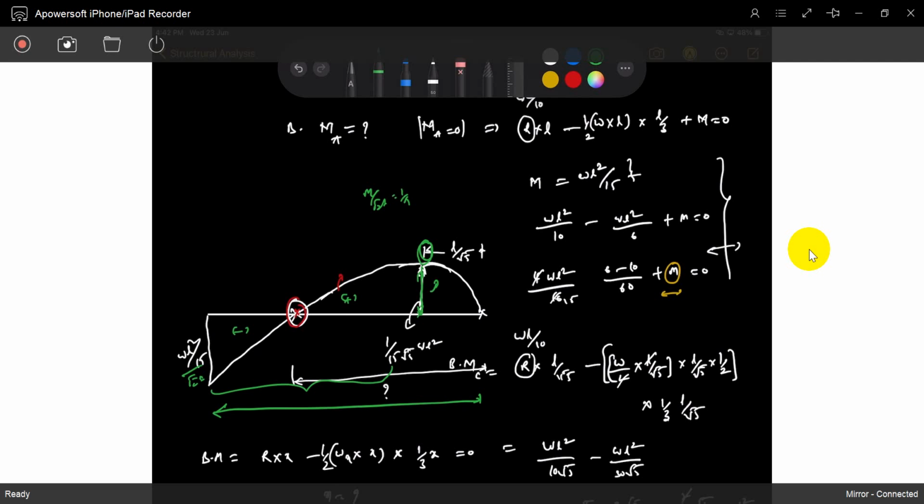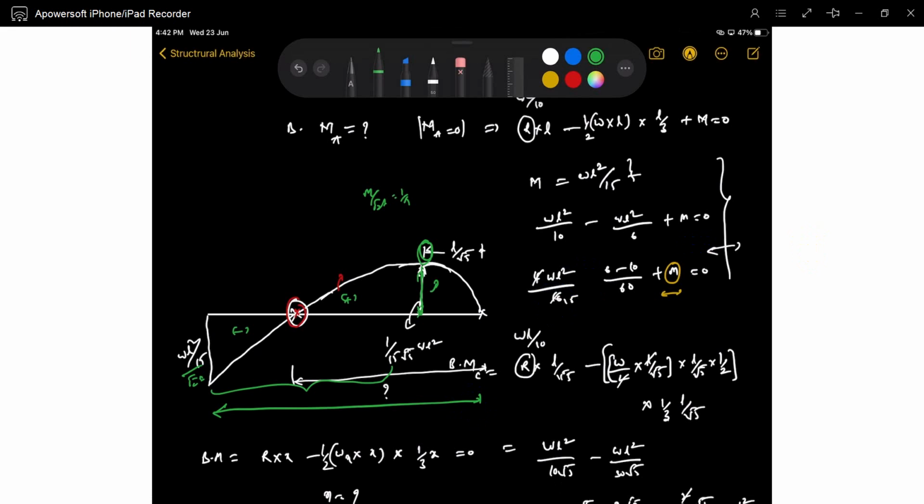So tomorrow I will calculate at least 2 problems. Not exactly W. No. I will take a real problem with numerical values. I will solve that numerical problem and later I will calculate the deflection also. Okay. That is my intention for the next class. That's it. If you have any doubts, ask me. Otherwise, leave it.